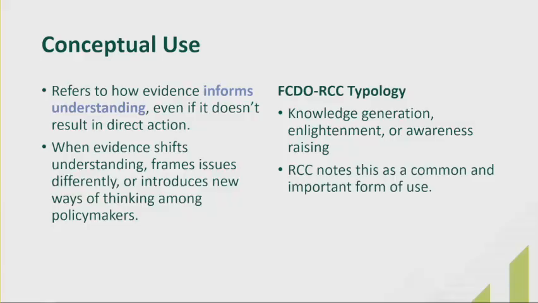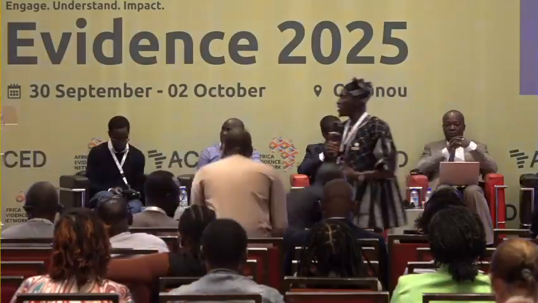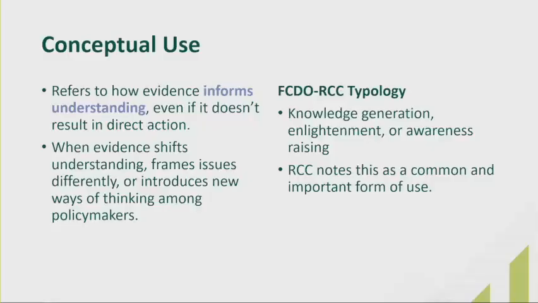Next. So first of that, we have conceptual use. When we talk of conceptual use, there are 5 main distinctions we make. We did this together, looking at what the FCDO also conceptualizes alongside. So we would be working with these 5. Conceptual use mainly looks at how evidence informs our understanding, even if it doesn't result in direct action. How does evidence help us refine our understanding of whatever decisions we are to make?